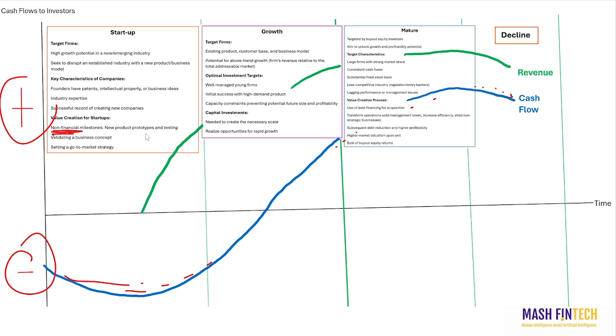Non-financial milestones, new product prototypes, testing, validating a business concept, setting up a go-to-market strategy. The growth stage of firms: these target existing products, customer base, and business models. These are established companies, right? And then they want to look at well-managed firms and optimize on that.